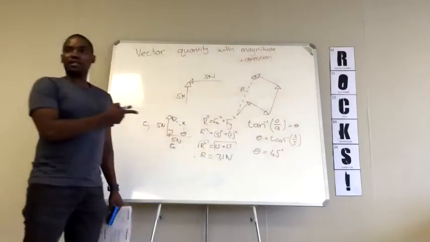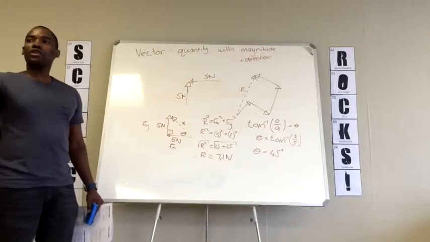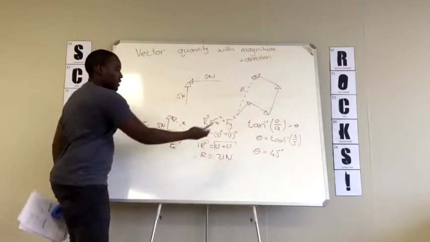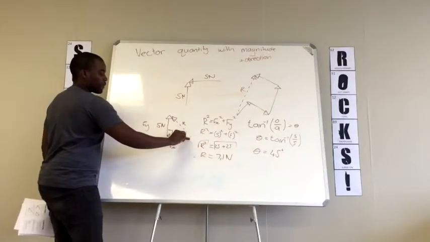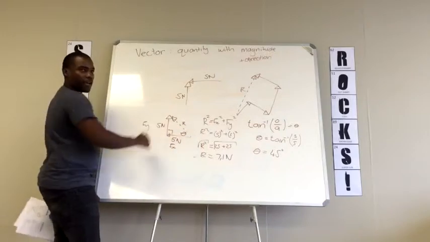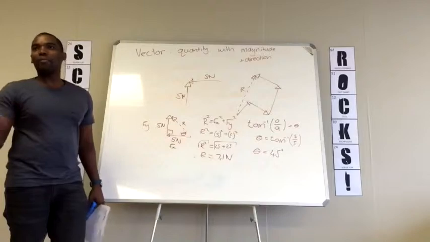Is that the final answer? No, why? Yeah, it's not, there's no reference point. So then you can say at that point, either it's going to be 45 degrees clockwise from my x vector, or you can say it's 45 degrees north of west.